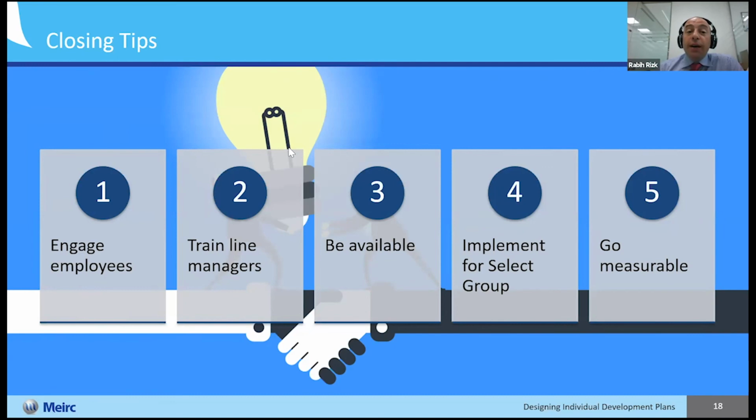Four, if you see that this is a new initiative, my practical recommendation is to implement it for a select group and not for the whole organization. Make a success story, learn from the mistakes, systemize, write it as a procedure, and then go ahead and enlarge the scope of the initiative. And finally, always go measurable. Always feed those numbers, monitor the numbers. As you can see in the examples that I shared before, there are always some measures or evidence of improvement, evidence of development that we need to provide in order to display the success of the individual development plans.